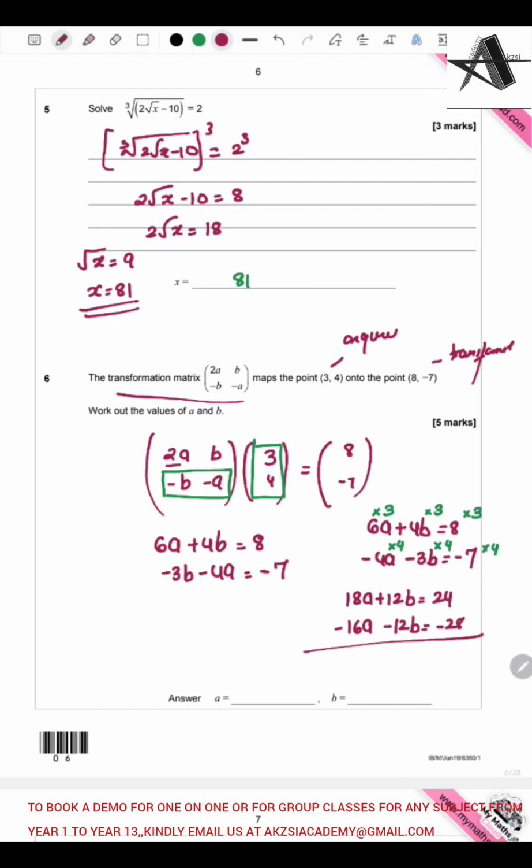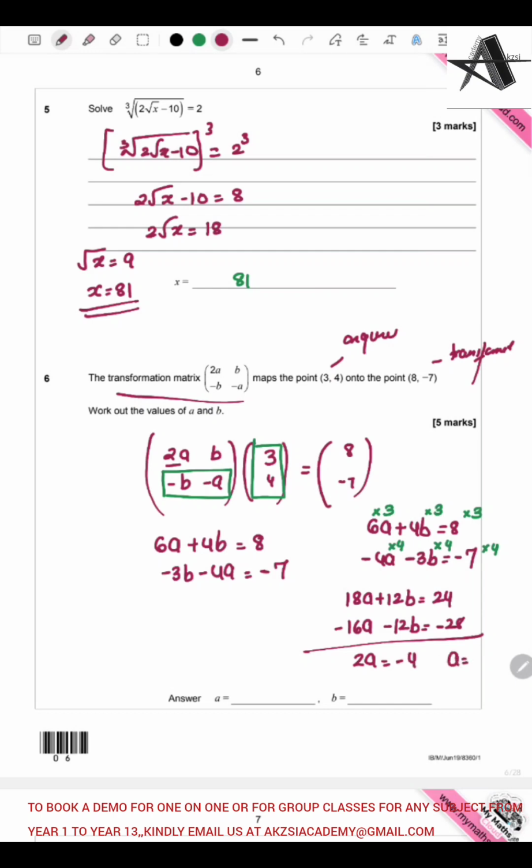Elimination is not always about subtracting. You have to look at the signs. If the signs are already opposite, then there's no point in subtracting, you just add them. Ultimately, the main goal is to eliminate. That's why it's called the elimination method. You're eliminating one variable. So how can I eliminate here? By adding them. So 18 plus 16 is 34a, 12b minus 12b is 0, and 24 minus 28 is minus 4.